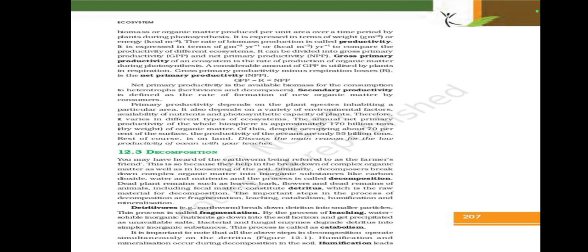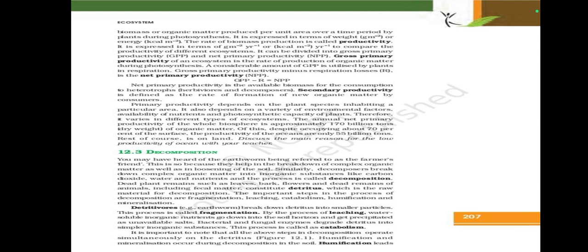Gross primary productivity minus small r (respiration) is equal to NPP, net primary productivity. Net primary productivity is the available biomass for the consumption of heterotrophs, herbivores, and decomposers. Secondary productivity is defined as the rate of formation of new organic matter by consumers.